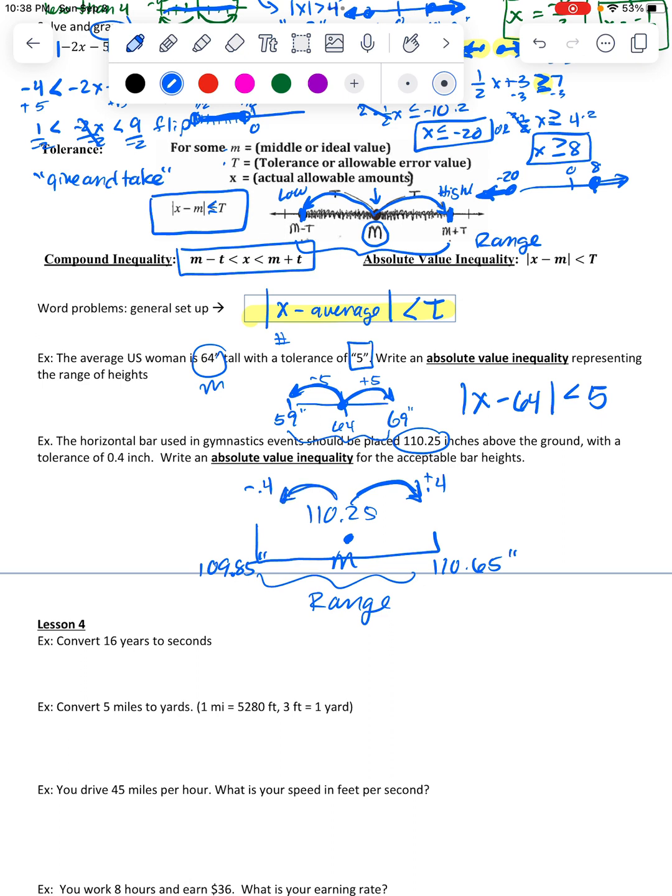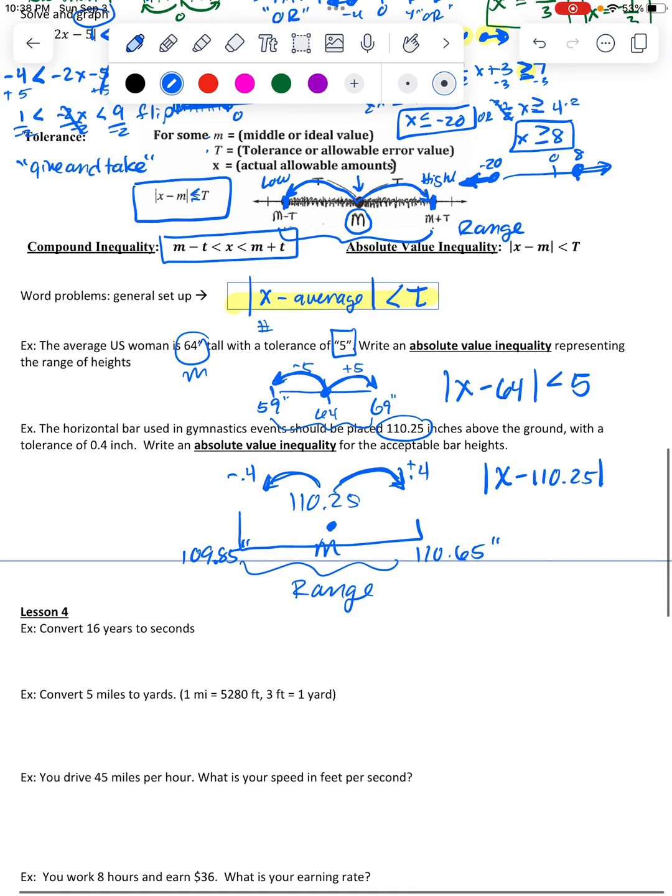So they want the absolute value inequality. Okay, well, I'm always going to have an x here, saying some random number minus the average, the middle setting, which is 110.25, has to stay within the tolerance. And so you'd say that stays within 0.4. So you can go 0.4 in either direction and still be in the proper range.